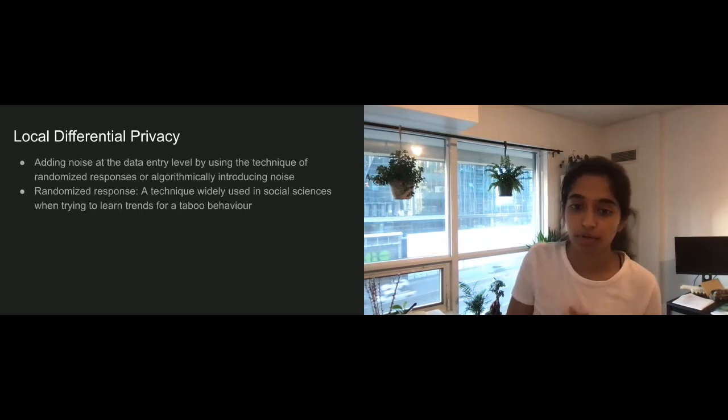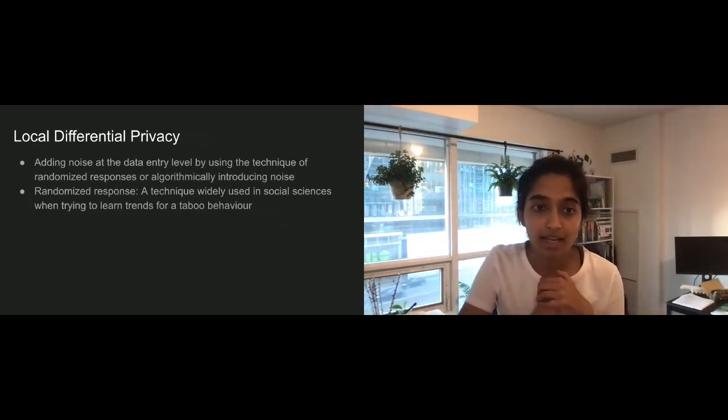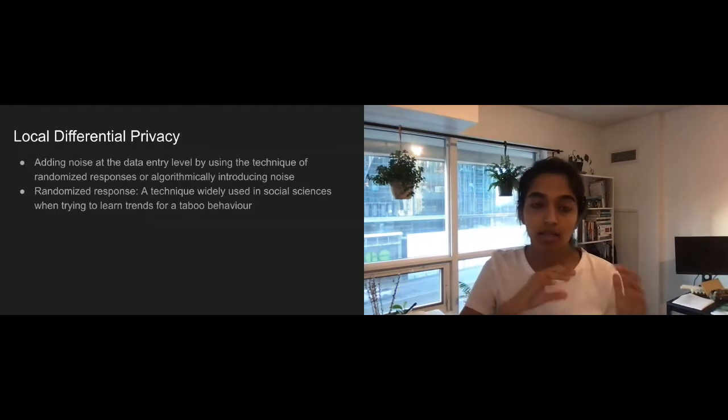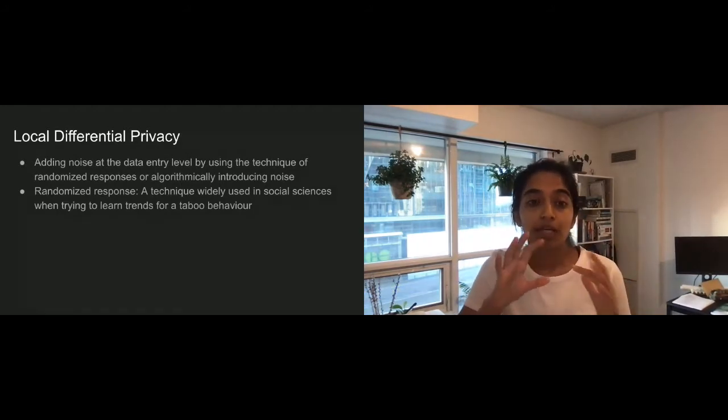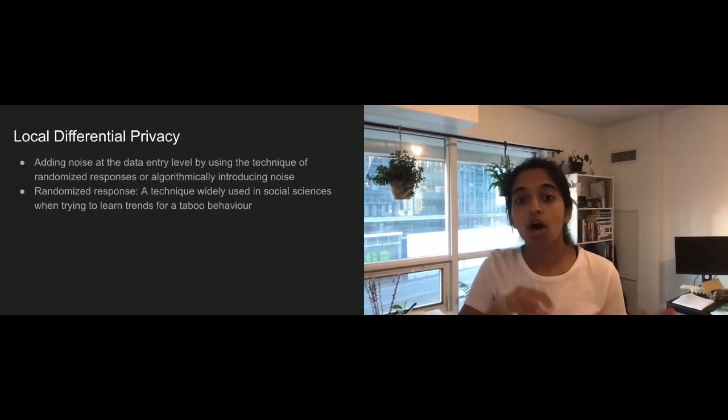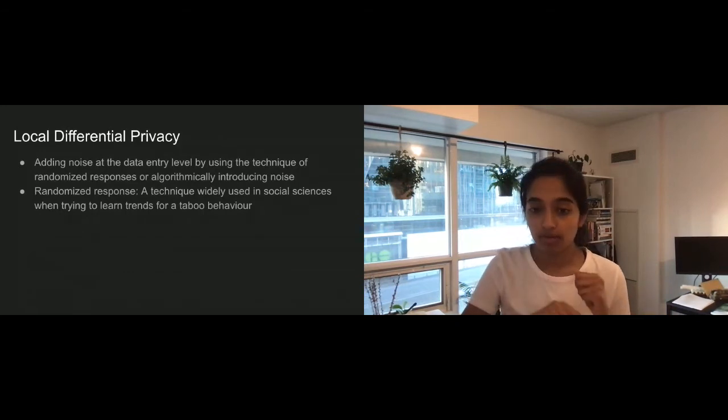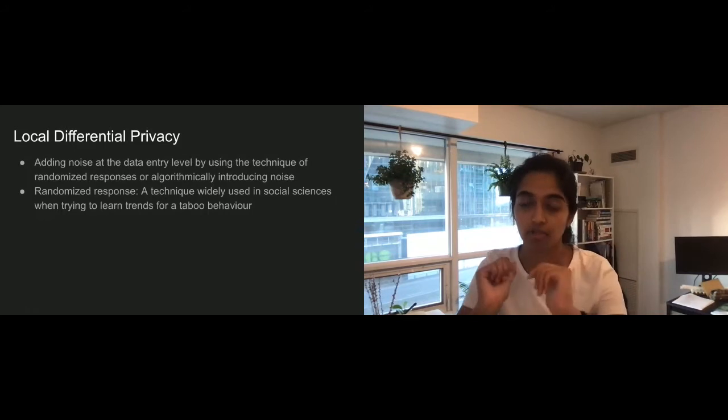So what is local differential privacy? Let's tackle that first. Local differential privacy, as I briefly mentioned, would be adding noise to the data entry level by the technique of randomizing responses or algorithmically introducing noise. So let's talk about the second part first.